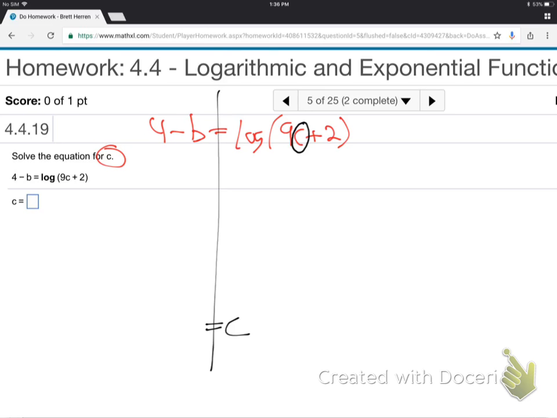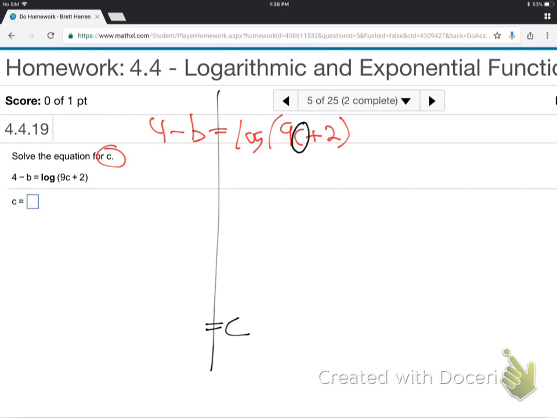To get that c alone, it's kind of like peeling an onion. You start from the outer layers and work your way in. So to get that c alone, we're going to have to get rid of the log word, and we're going to have to get rid of the 2 and the 9, right? And that's clearly the plan. So let's start with the log word. That's the outer layer.